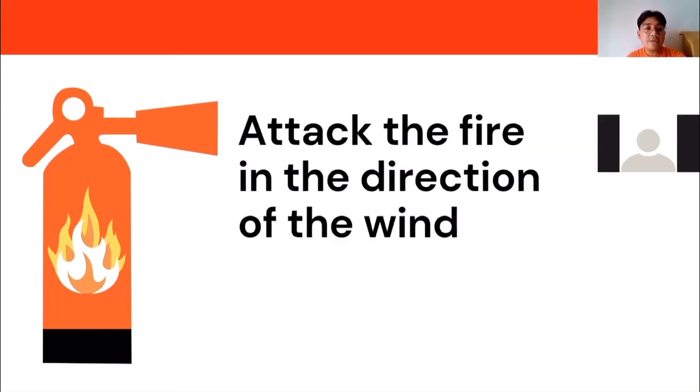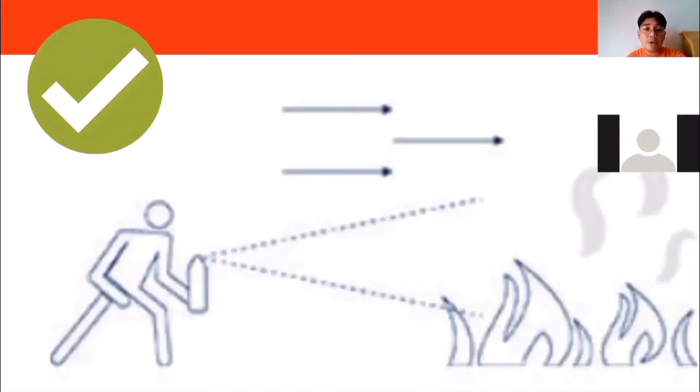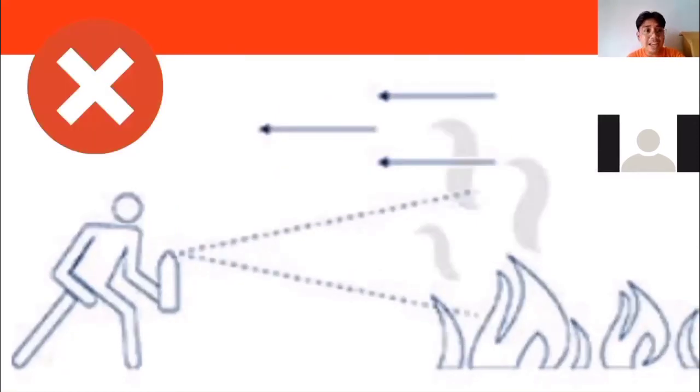First, attack the fire in the direction of the wind. When entering a structure or initiating a fire attack, know the wind direction. Winds greater than 5 miles per hour will directly affect the rate at which the fire develops and potentially jeopardize the safety of the advancing crews. As the winds increase, the fire growth and speed of spread will increase too. So here's the proper way on how to extinguish it, and here's the incorrect way of extinguishing the fire.